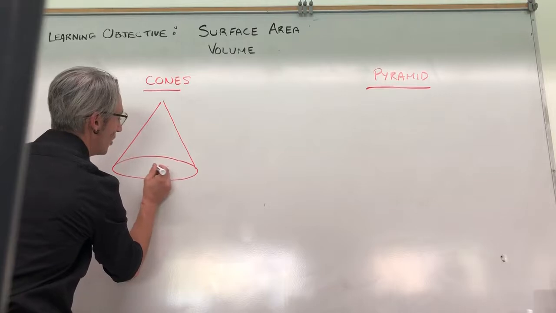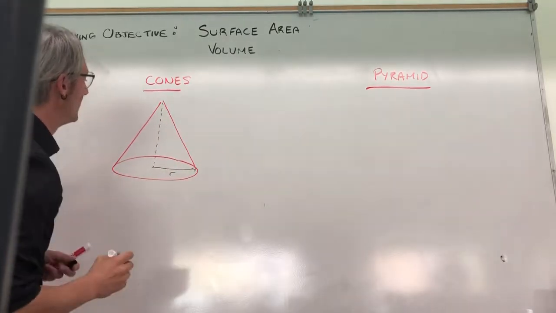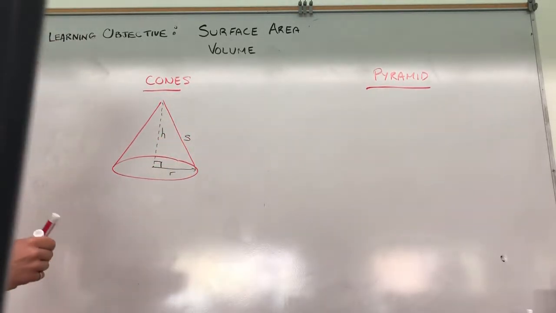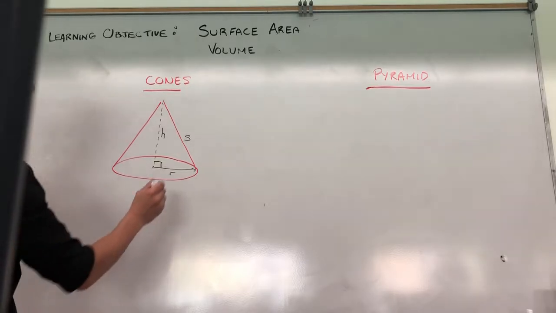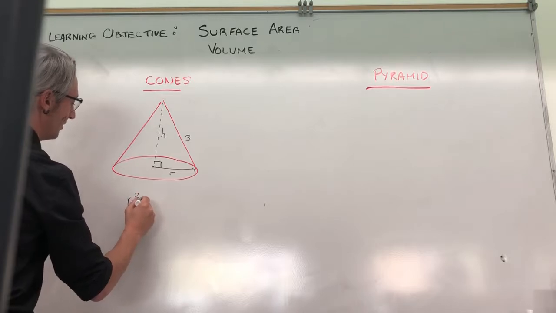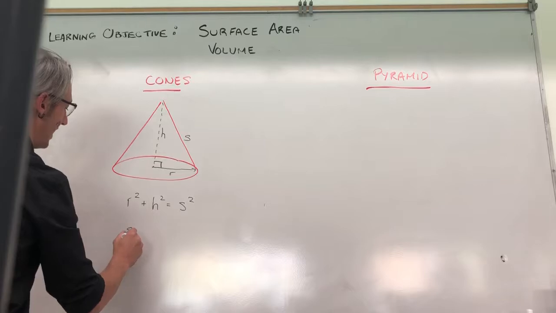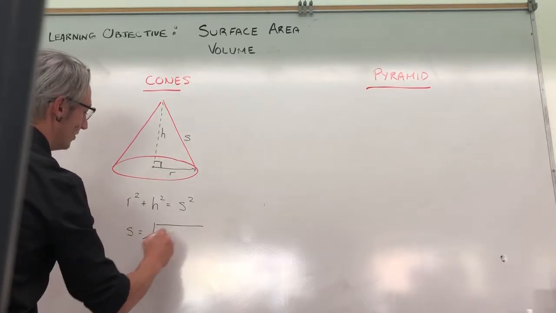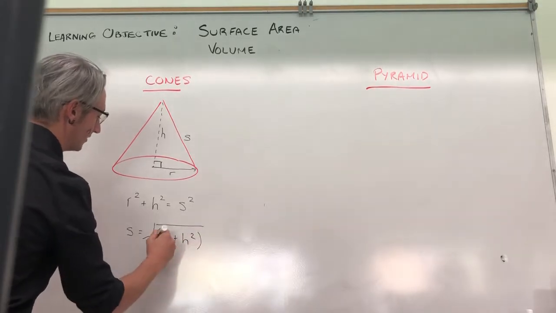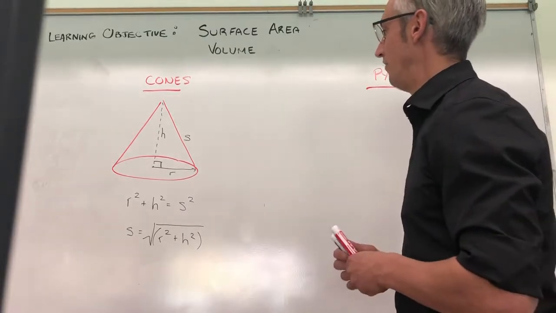Okay, so I've got radius. I've got the height from the middle to the top, and that makes a right angle with my side. Now, I can use the Pythagorean theorem to determine the side there by just doing r squared plus h squared is equal to s squared. And then s is equal to the square root of r squared plus h squared, all in the square root. So I have a formula.